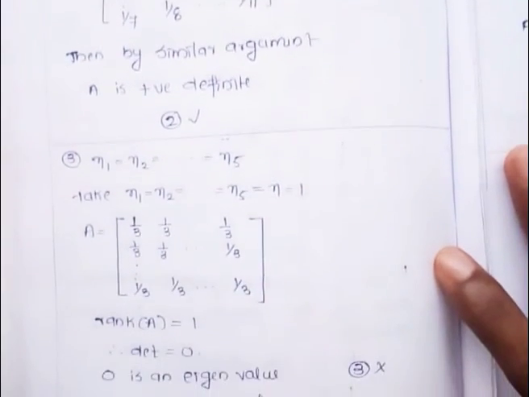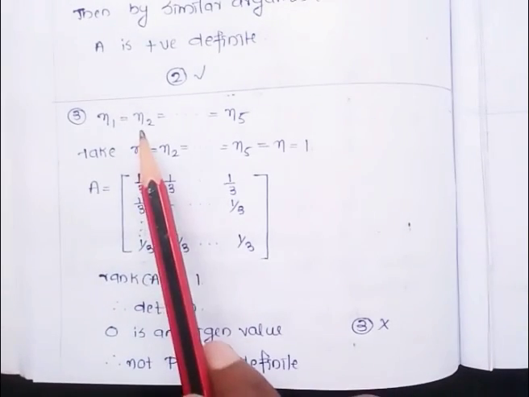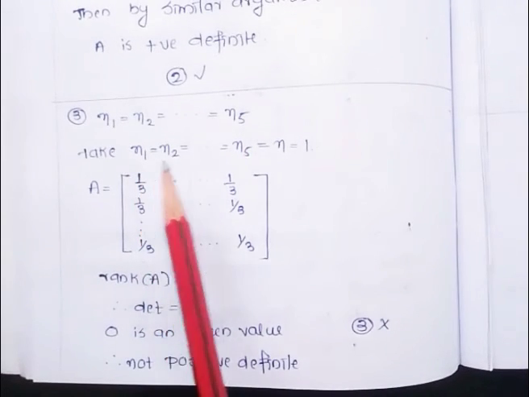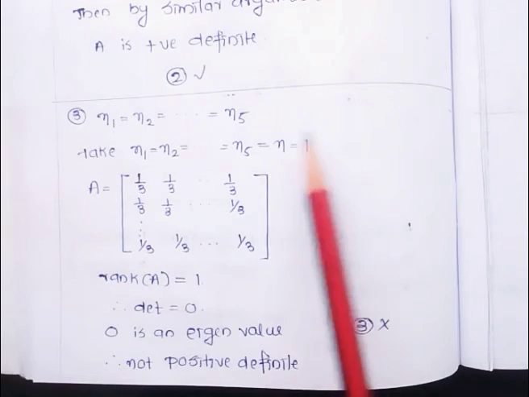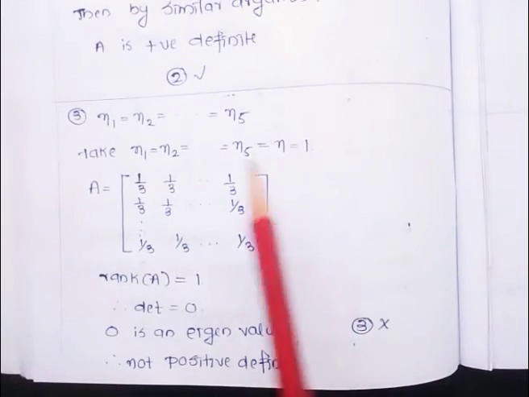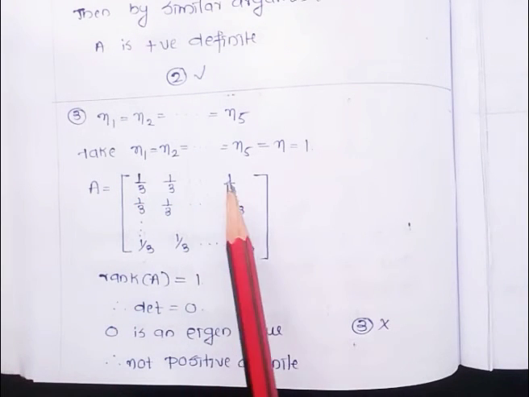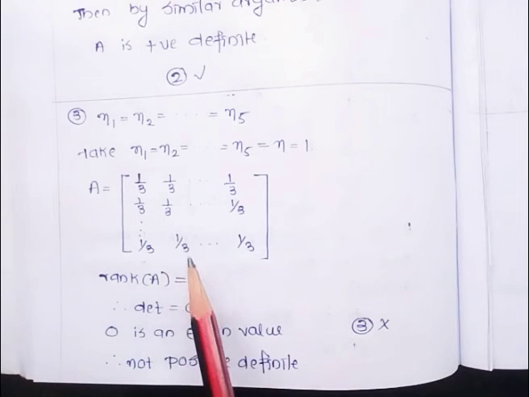Now we are going through the third option. Our third option says that n1 is equal to n2 is equal to etc. to n5. So we are taking n1 equal to n2 equal to etc. to n5, which is equal to n, which is equal to 1. I am taking n is equal to 1, but we can choose any value. So for n is equal to 1, we can construct our matrix A as 1 by 3 in every entry.